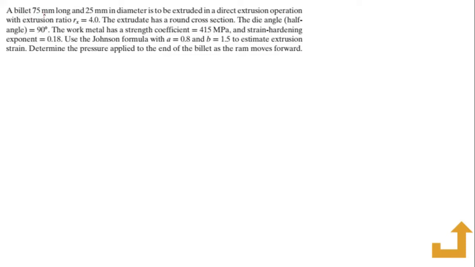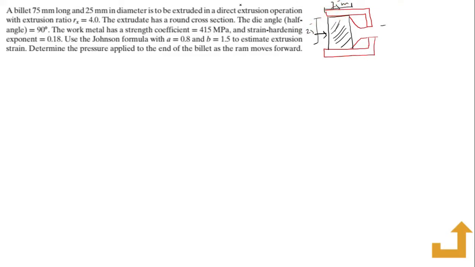It states a billet that is fed in the extrusion container that is 75 mm long and 25 mm in diameter is to be extruded in a direct extrusion. So we have the direct extrusion here. We have a container with some dies at certain angle, and it has a billet inside, right? So it's a direct extrusion, so it is being pressurized from this direction, and it will extrude out from this one. So it says a billet that has a 25 millimeter diameter. This diameter would be 25 and this length would be 75 mm.